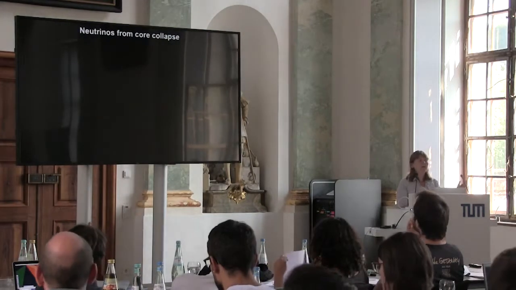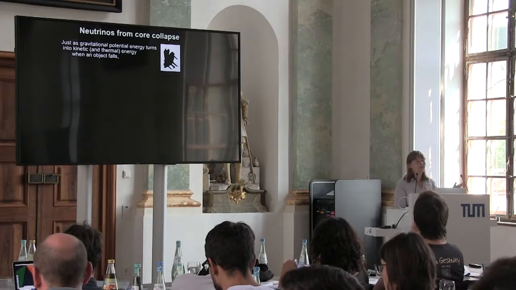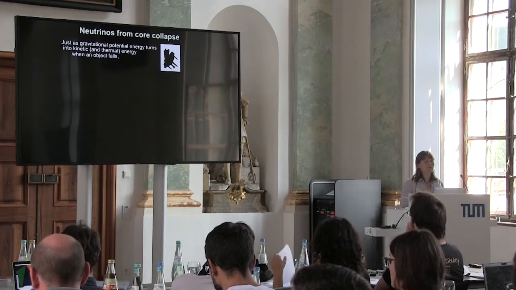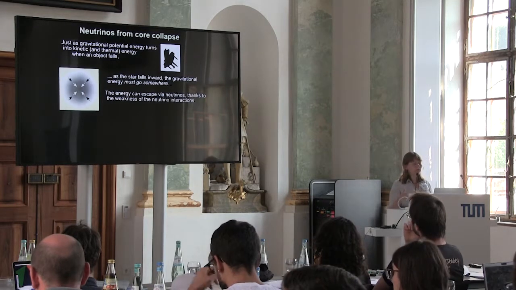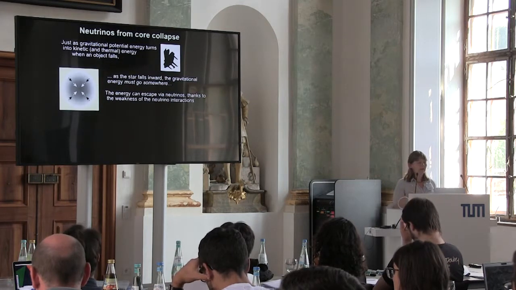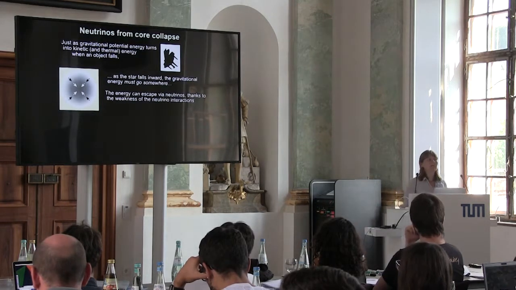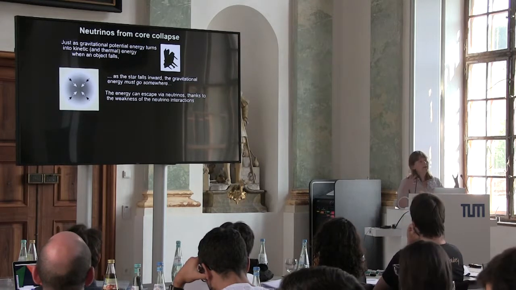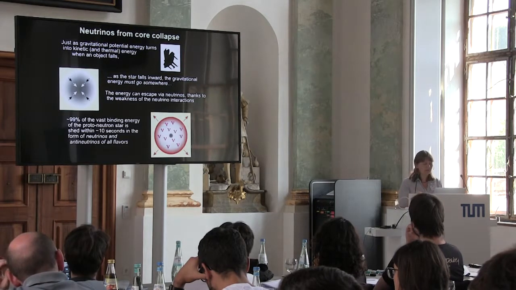Okay, so neutrinos from core collapse, just general physics. The general physics of this is just as you get gravitational potential energy turned into kinetic energy and thermal energy when an object falls and crashes, just as when a star falls inwards after it runs out of fuel and collapses. The matter has to fall inward, and that energy has to go somewhere. Because that energy can escape via neutrinos, thanks to their weakly interacting nature, essentially all the energy can escape, because it can escape on a timescale shorter than the other interactions.